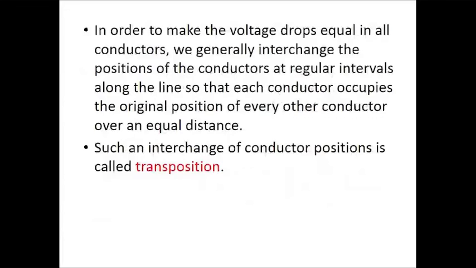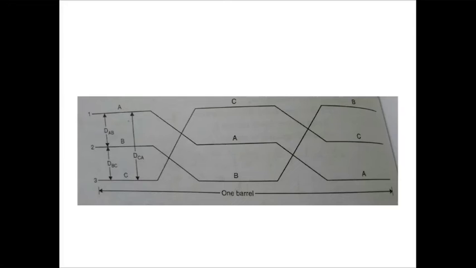In order to make the voltage drop equal in all conductors, we generally interchange the positions of the conductors at regular intervals along the line so that each conductor occupies the original position of every other conductor over an equal distance. Such an interchange of conductor positions is called transposition. Conductors are changing their positions.